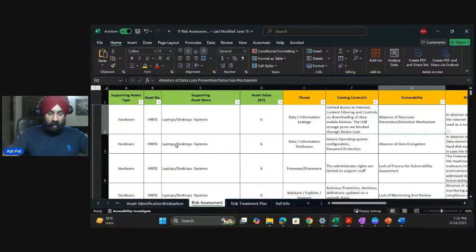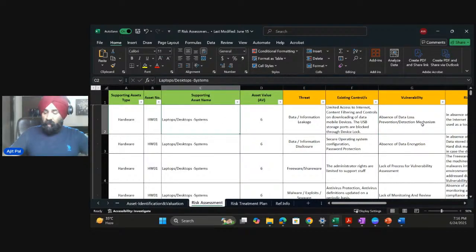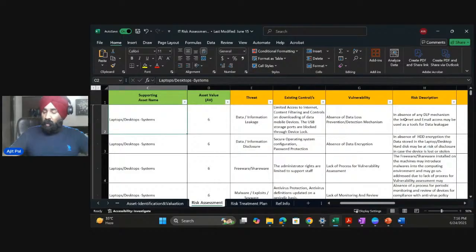So you can see here, this is the laptop and desktop system. You have a vulnerability, absence of DLP, which can lead to a threat like data information leakage. Correct? Similarly, that can lead to a risk: in the absence of any DLP mechanism, the internet and email access may be used as a tool for data leakage. Similarly, you see vulnerability, absence of data encryption. Then what is the threat? Data information disclosure. What is the risk? In the absence of HDD encryption, the data stored in the laptop may be at risk of disclosure in case the device is lost or stolen.